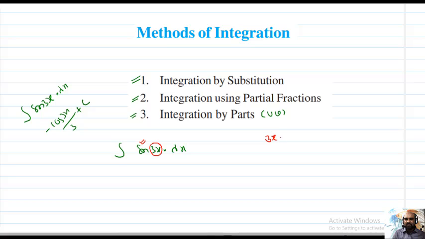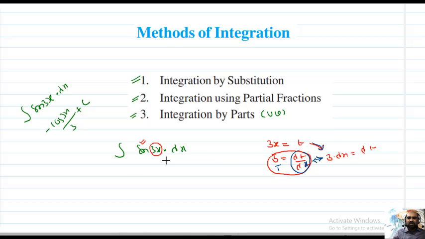To do such an operation, just take this as some t. Let 3x equal t. Differentiating with respect to x, what will we write generally? 3 equals dt by dx. But in the integration concept, the same thing can be written as 3 dx equals dt. The meaning is the same, only the notations are different. Don't think that cross multiplication is applied here. It's not correct because it's not a fraction. But in the integration concept you can write like this.